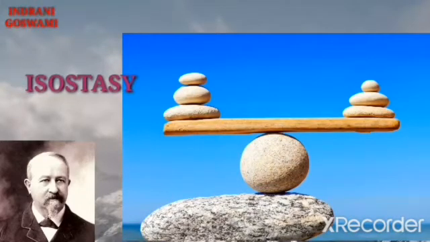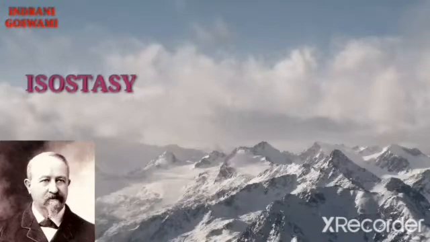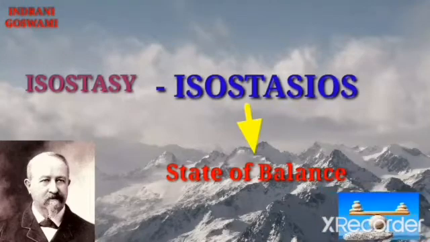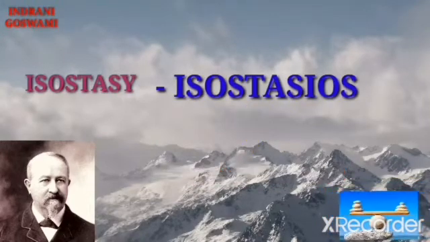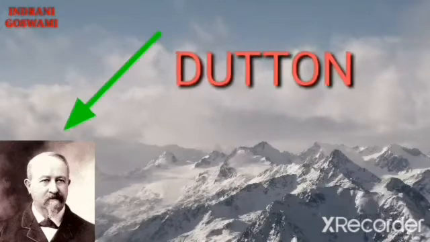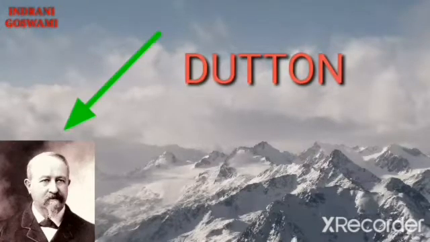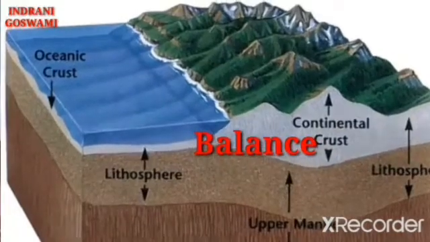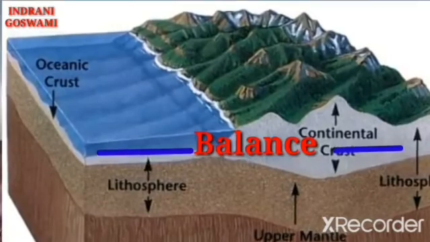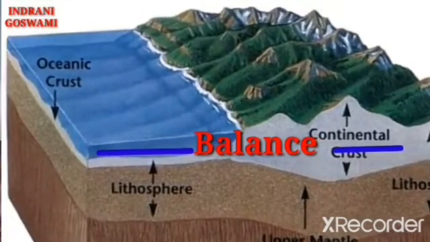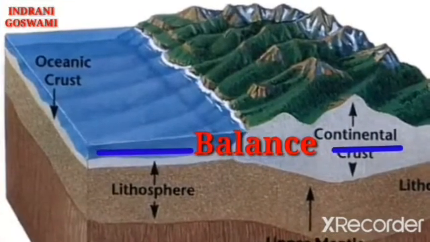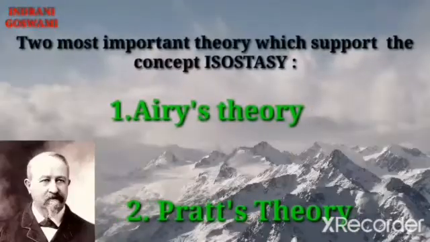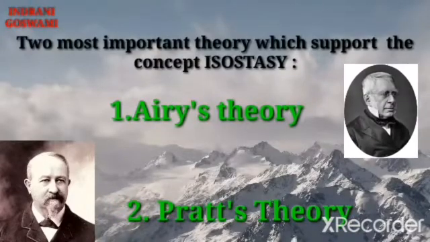The word isostasy has been derived from the Greek word isostasios, which means equipoise or state of balance. The term isostasy was first used by the American geologist Dutton in the year 1889 to explain the gravitational equilibrium that exists between the continents as well as the ocean features. This is the major concept of isostasy. Now there are two different theories which highly support this isostasy theory. One by one we will discuss them.